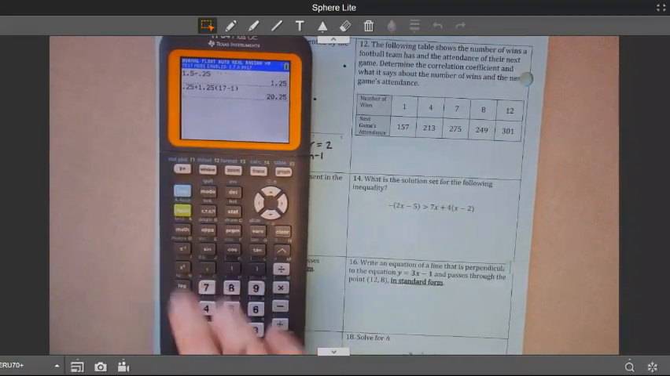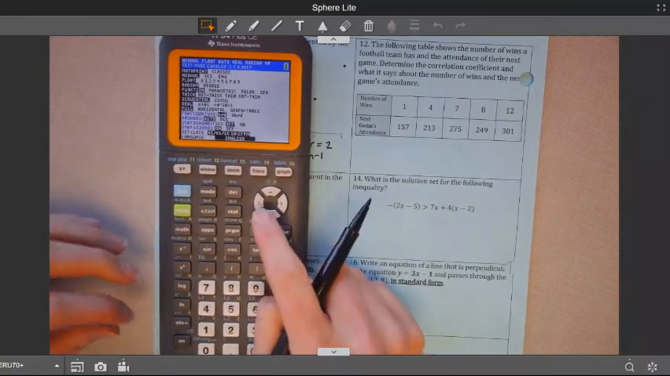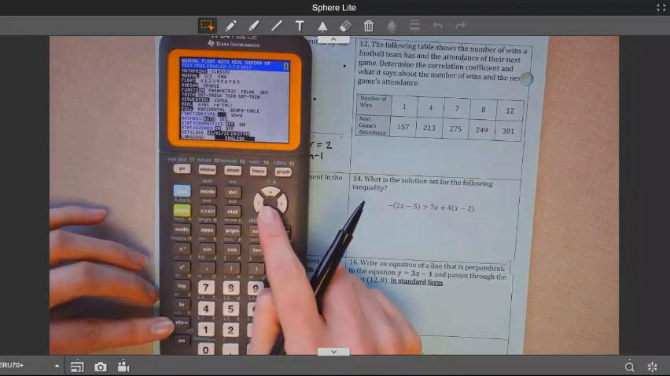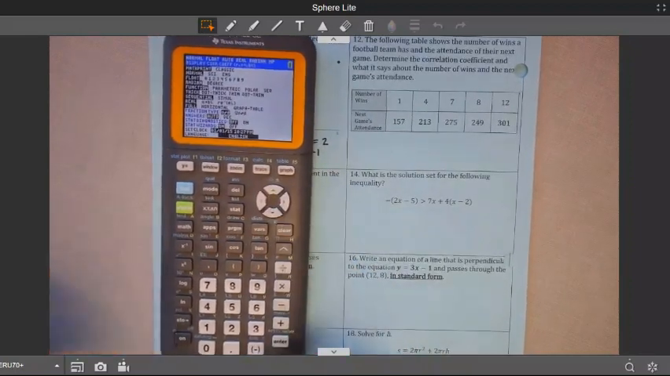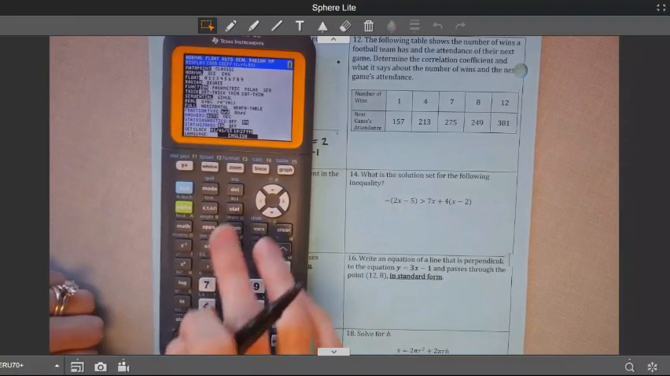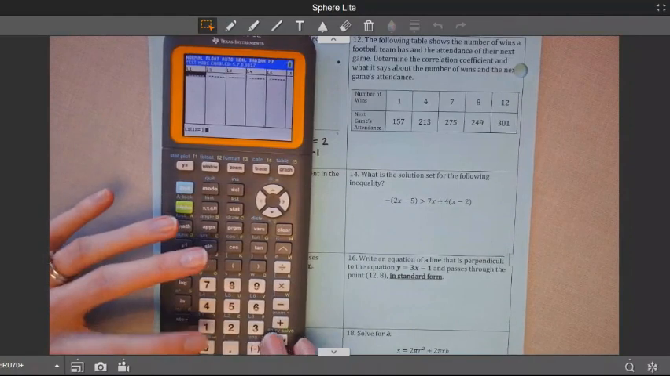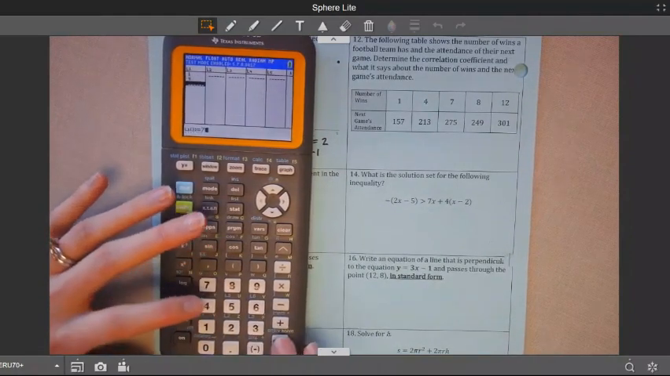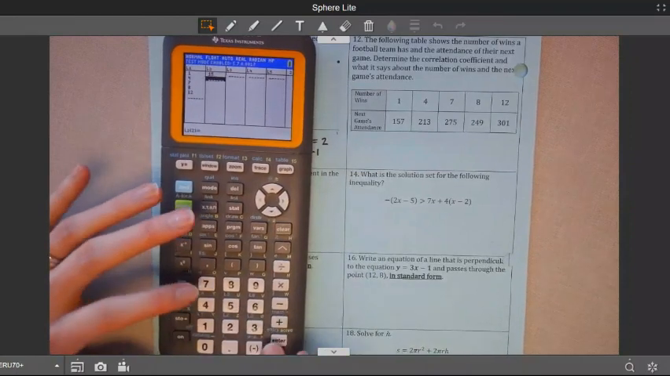coefficient and my equation. The first thing I want to do, though, is hit mode and scroll down and make sure my stat diagnostics are turned on. They are not, so I'm going to right arrow over till it's blinking on, hit enter. Then I can hit stat, enter on edit, and I'm going to type my x values in list 1 and my y values in list 2.